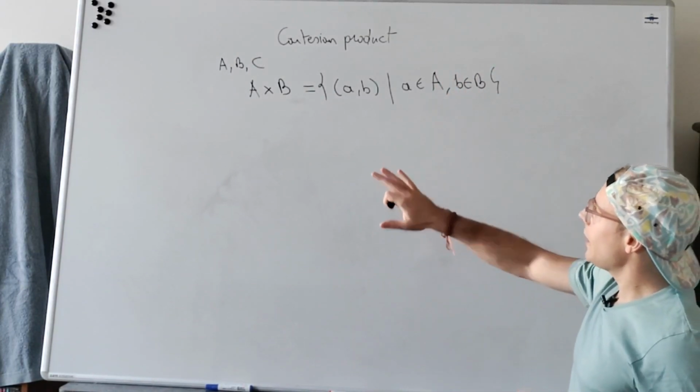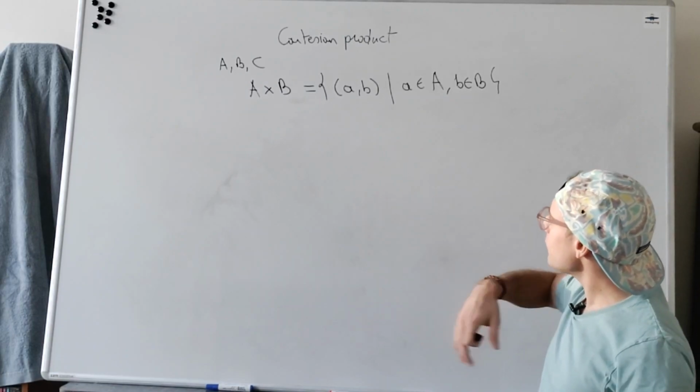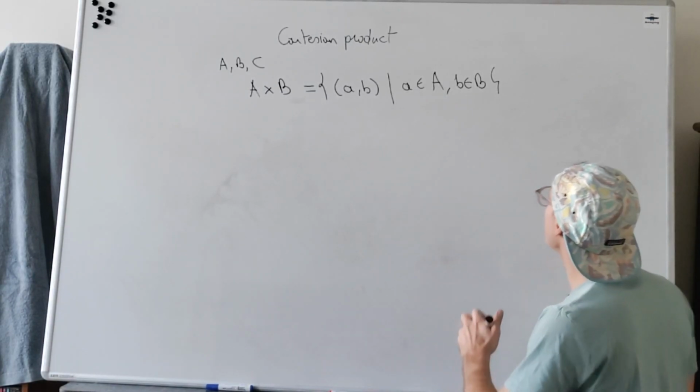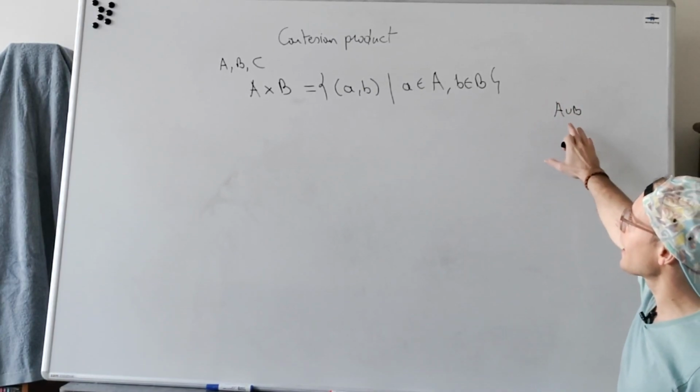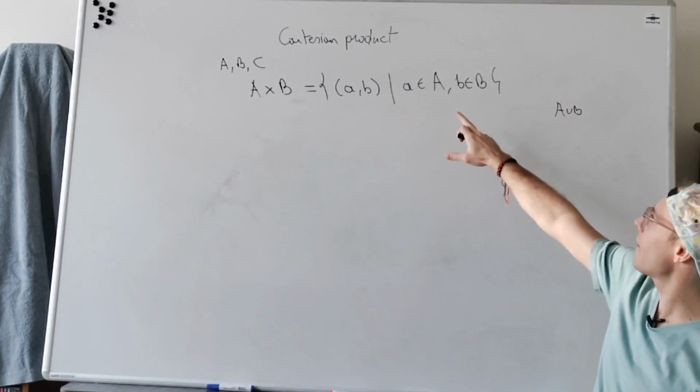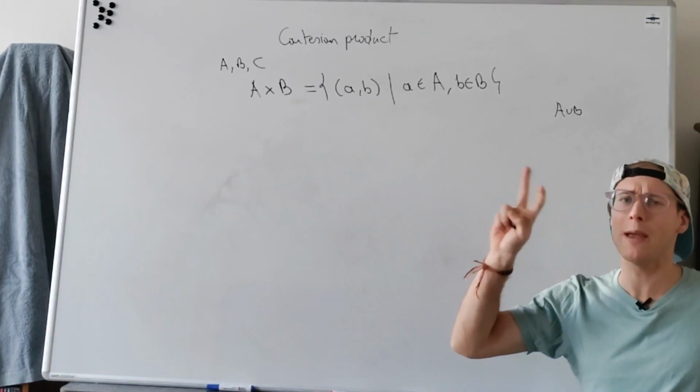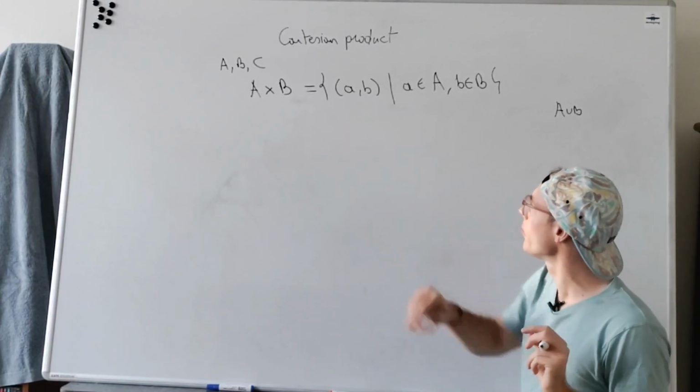What we can see here is that it's not something like before, like the union of A and B, where the elements are similar to the elements we have in A. We make a new type of element in this way. We make tuples here.